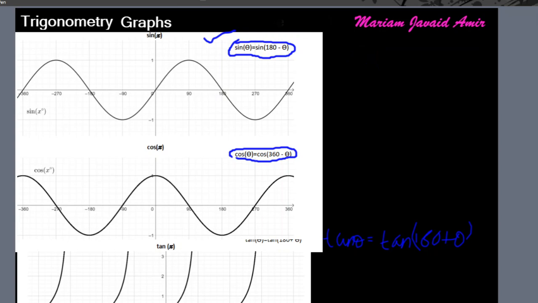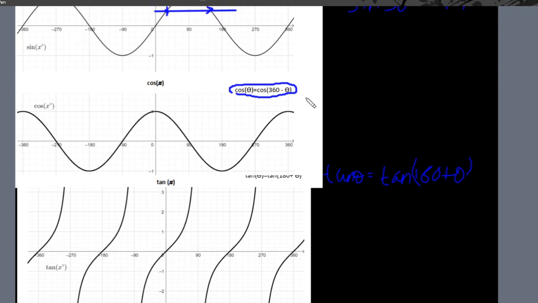Let's try some other value. Sine 30 should be equal to sine 150. So sine 30 is somewhere over here, and sine 150 is somewhere over here, and they will both have the same value. Okay. Similarly, cos theta equals cos 360 minus theta. So let's say if theta is 50, then cos 50 is equal to cos 310.